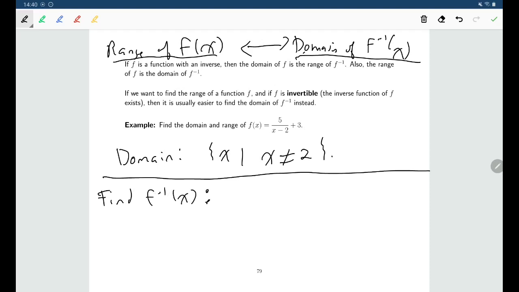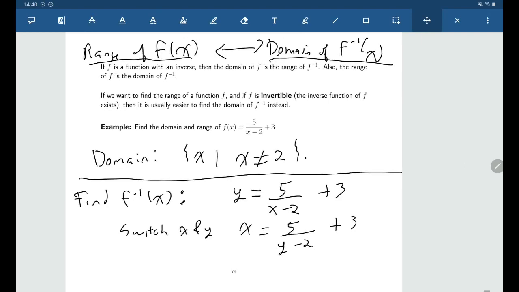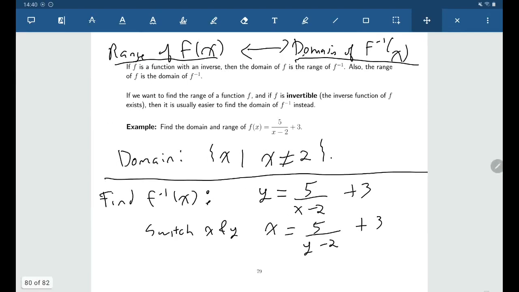And remember, I do that by first writing out my function as y equals. I switch x and y. So I would have x equals 5 over y minus 2 plus 3. And now I just need to solve for y. And I'll solve for y first by bringing the 3 over to the other side.